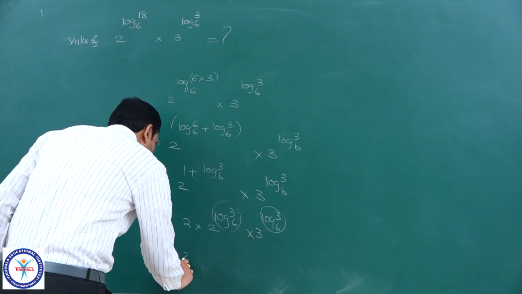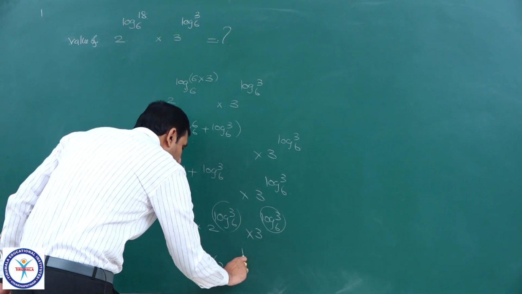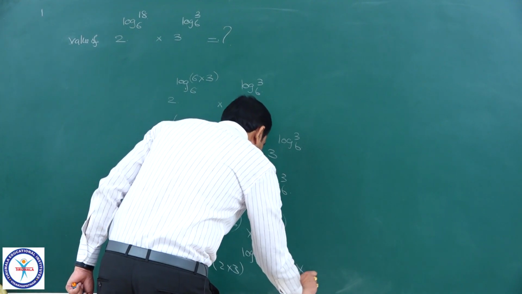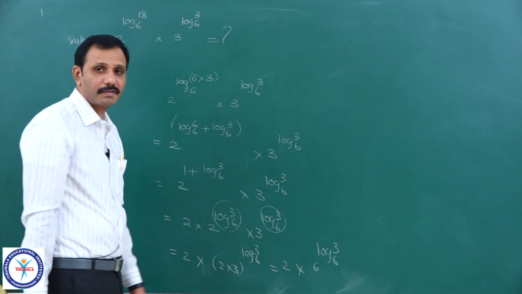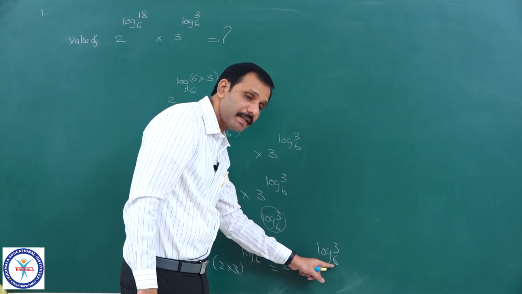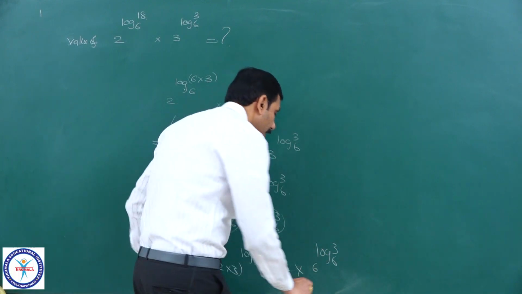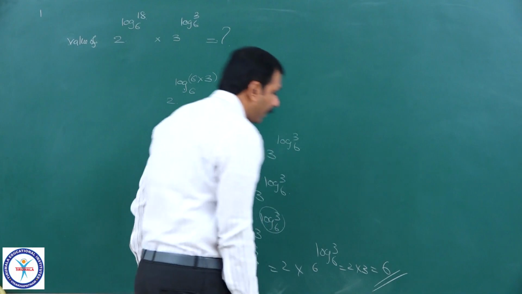It is equal to 2 into, what is ab? 2 into 3, whole power log 3 to the base 6. It is equal to 2 into 6 power log 3 to the base 6. Yes, it is of the form a power log x to the base a. A power log x to the base a is equal to x only. Therefore, it is equal to 2 into 3, equal to 6 will be the answer.